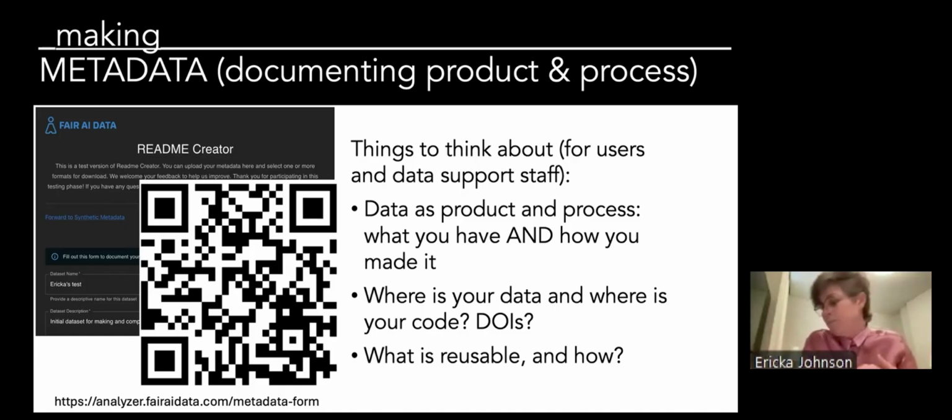Was it a generative adversarial network that you used? What sort of hyperparameters did you use? Was it a diffusion model? What sort of training data did you use? And where do you have the code for that now? Is there a DOI for that and for your data? What is reusable? What isn't reusable? Putting all that together. Now, the QR code brings you to that README creator.